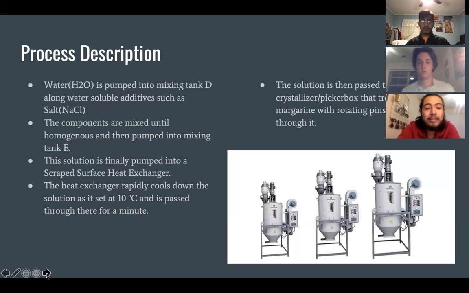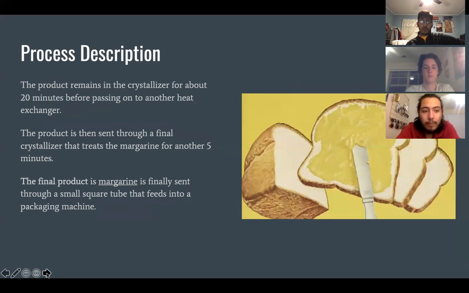This solution is then passed through a scraped surface heat exchanger, which lowers the temperature of the product to about 10 degrees Celsius for a minute. And once the product is cold enough, it is passed into a crystallizer, which treats the margarine with rotating pins as it passes through. The product remains in the first crystallizer for about 20 minutes before passing on to another heat exchanger. This heat exchanger is set at a lower temperature, -4 degrees Celsius, in order to lower the temperature of the product.